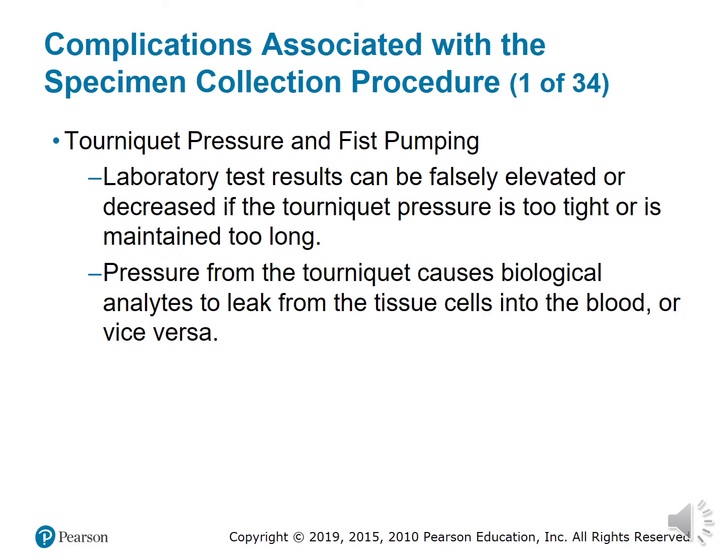Pressure from the tourniquet causes biological analytes to leak from the tissue cells into the blood and vice versa. Things such as the oils from your skin all play a factor in that. So if that tourniquet is on there, the oils from your body are seeping through your pores because the pressure is being applied, and they can get in and contaminate the sample.